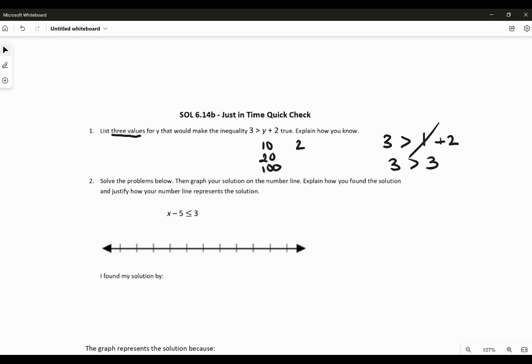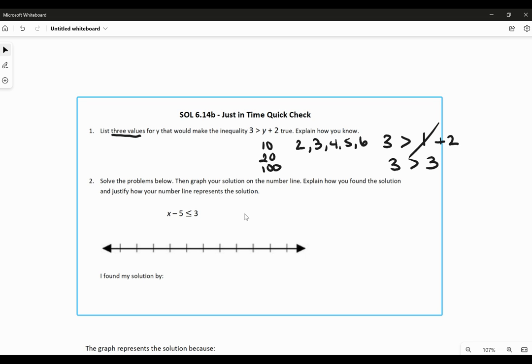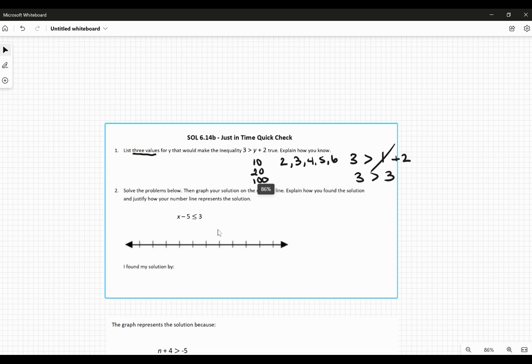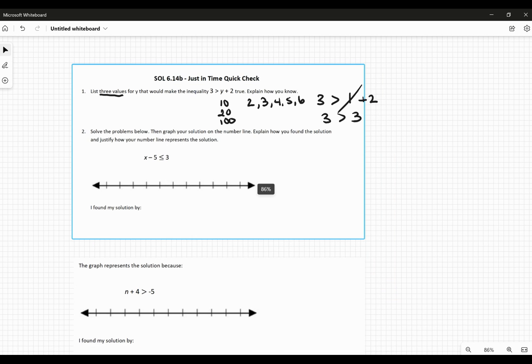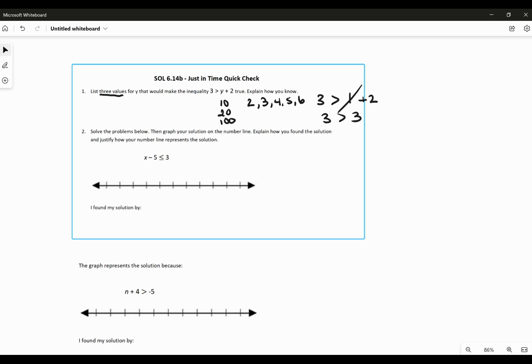So list three values. I can list a lot. Basically, anything greater than 2 would work all the way to infinity. All right. Then we have, solve the problems below. Then graph your solution on the number line. Explain how you found the solution and justify how your number line represents the solution. That sounds confusing, but once you know how to do these, it isn't.